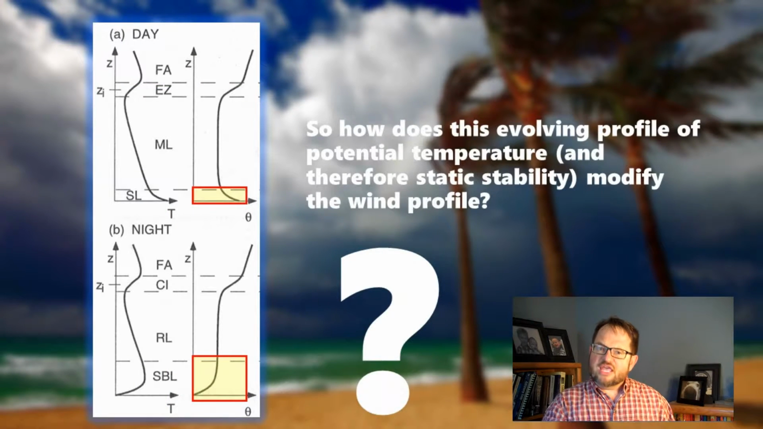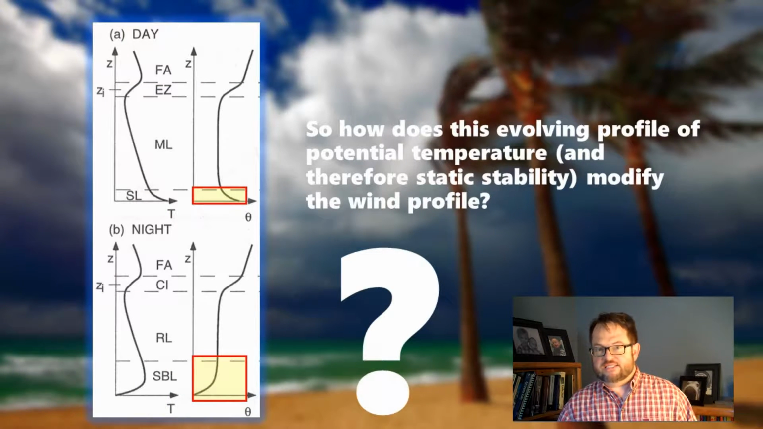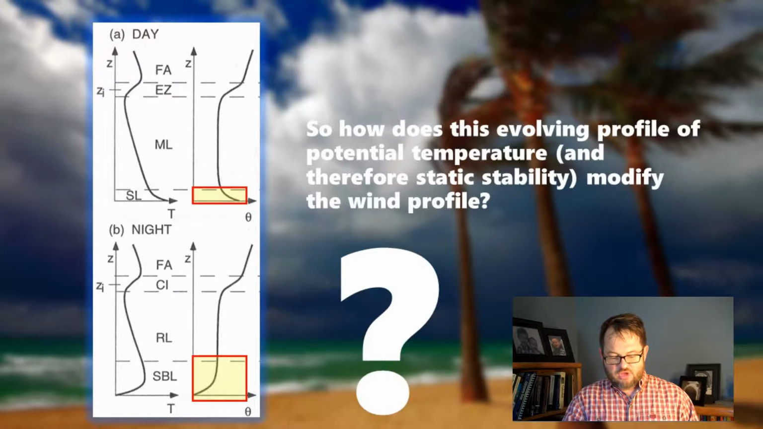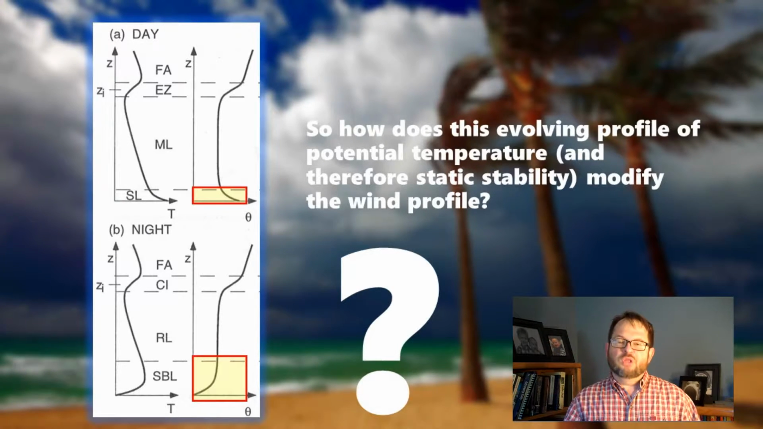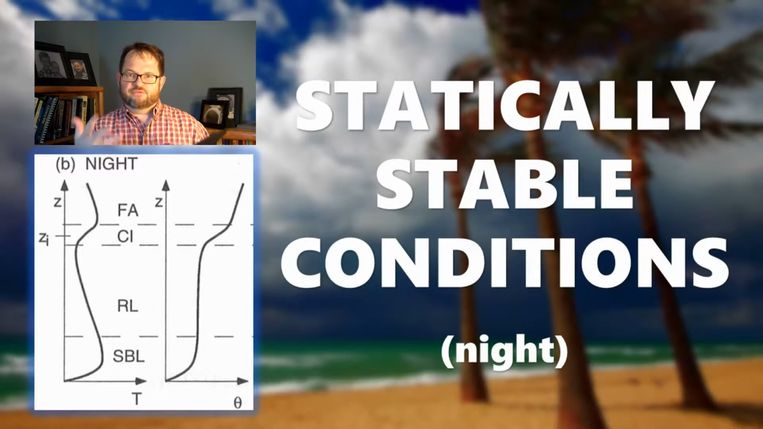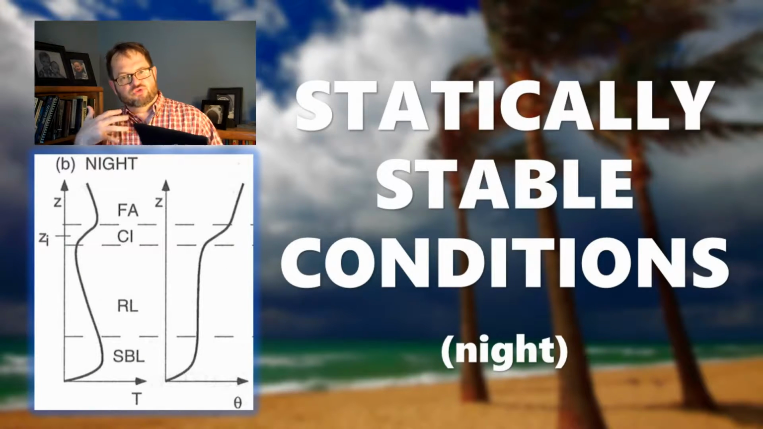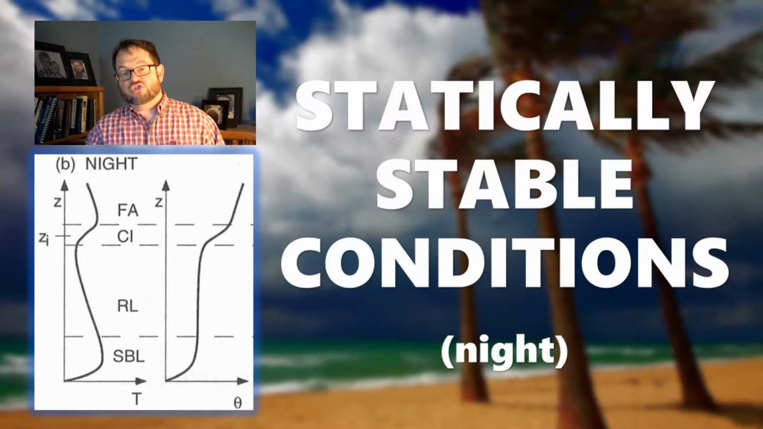Now the big question then, based on the topic of today's lecture, would be, how does this evolving profile of potential temperature and therefore of static stability modify the wind profile? We know we like that log wind profile. It's a good first guess. But what does the wind start looking like under these different conditions? Well, let's break this down and first do the statically stable conditions, and then we'll do the statically unstable conditions. So first we're going to talk about the statically stable conditions, which is like at night.